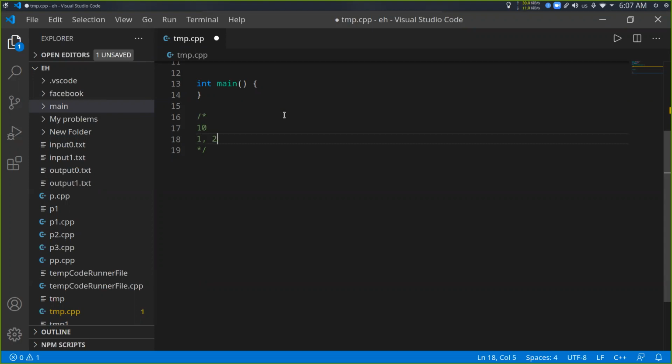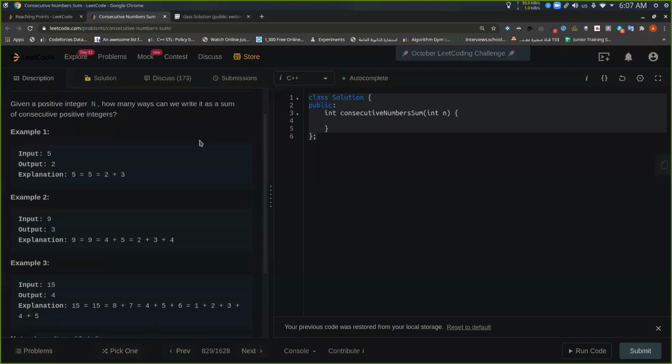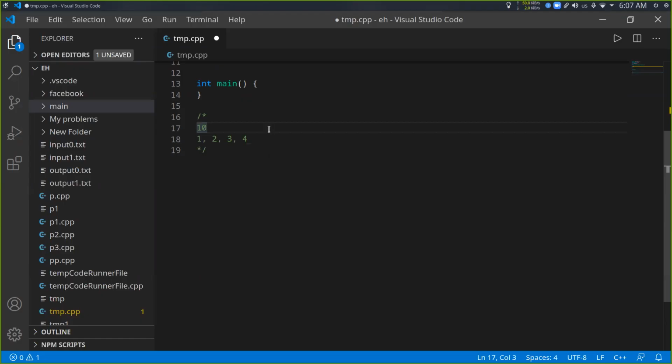So let's try, for example, 1, 2, 3, 4. I think we can make 10 with some consecutive numbers. Oh no, this is 5, this is 10. Okay, so 1 plus 2 plus 3 plus 4 equals 10, right? Here are 5 and here are 5. So this is one way of writing 10 as the sum of 4 consecutive numbers.